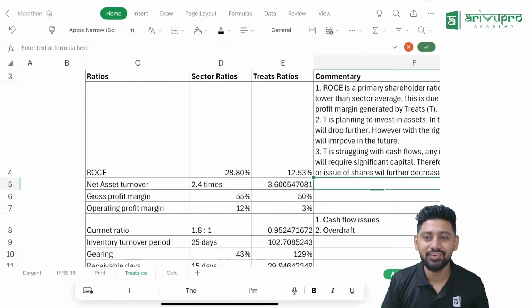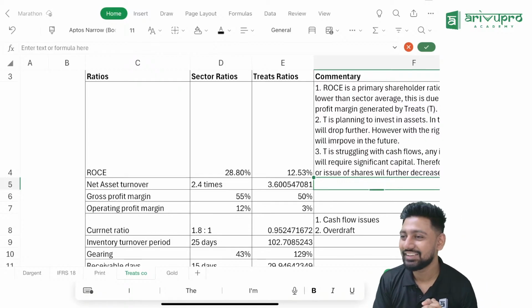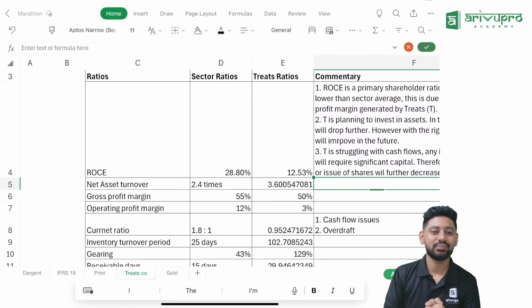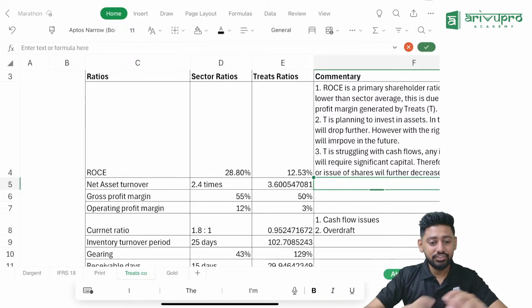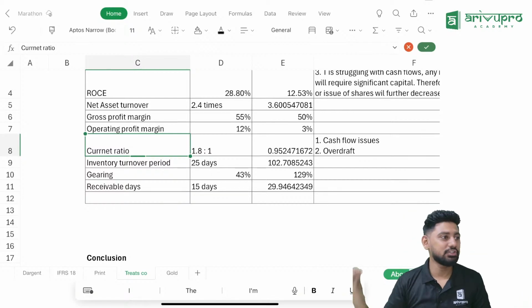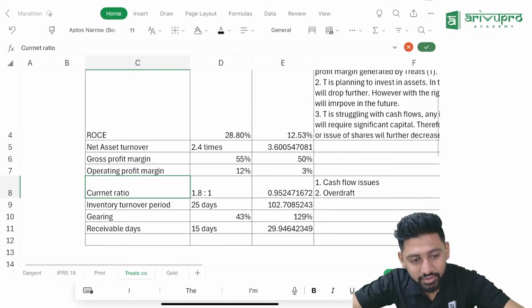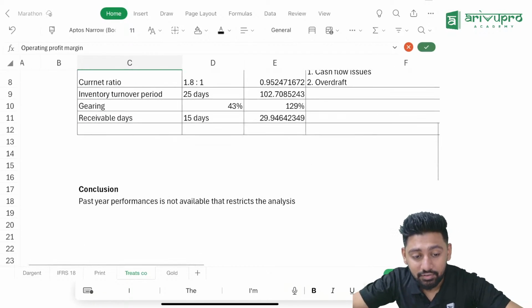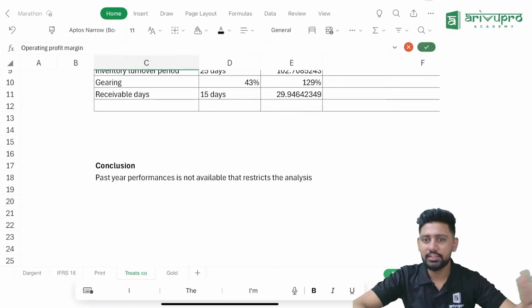That's what I'm doing. Why am I even showing you all this? This is my performance and this is my position. My performance is my P&L, my position is my statement of financial position. So I've got all my ratios here. Whatever I can't cover here, I'll cover here. That's my logic in the exam.